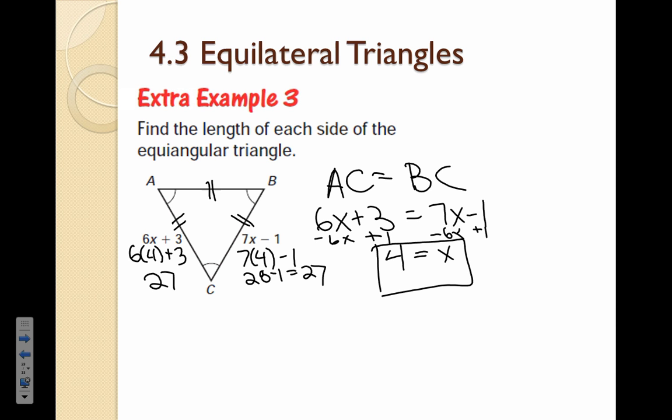Hopefully that helps you get familiar with the isosceles triangles and the equilateral triangles. With this caveat, remember, an isosceles triangle has at least two sides that are congruent, which means an equilateral triangle is in fact an isosceles triangle also.